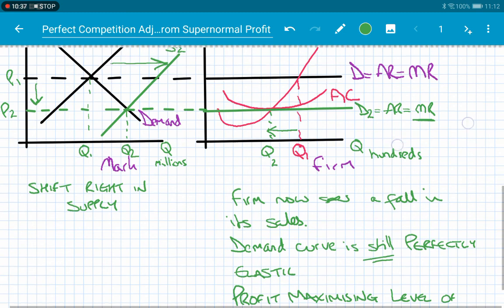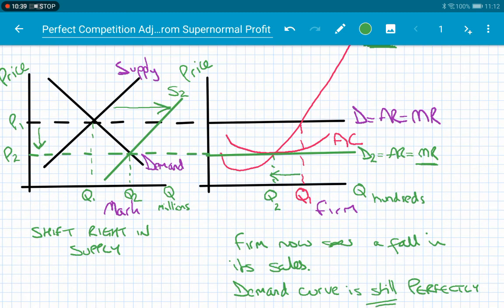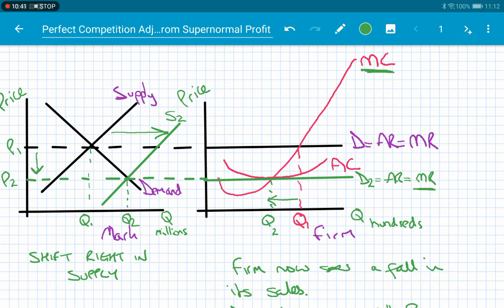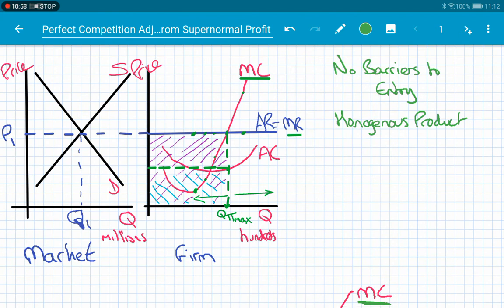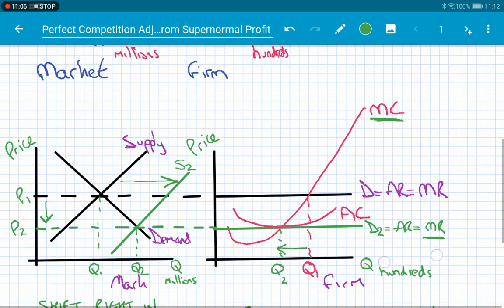So if we're happy with what's gone on, the final task is to think, well, overall, what's gone on with this firm's level of profit? Is it making supernormal profits anymore? What's going on? Well, if we use the same sort of logic as we did on the previous one, let's just go back up to the top of the page and look at the previous one. You can see we coloured in purple the area of revenue, and then in blue the area of costs. So let's do that again in this diagram.